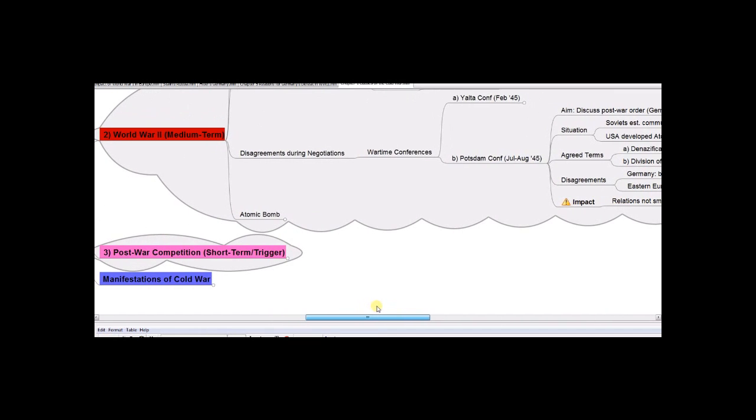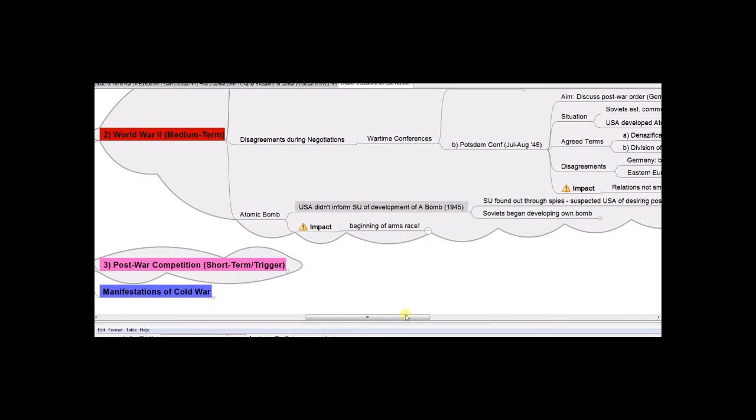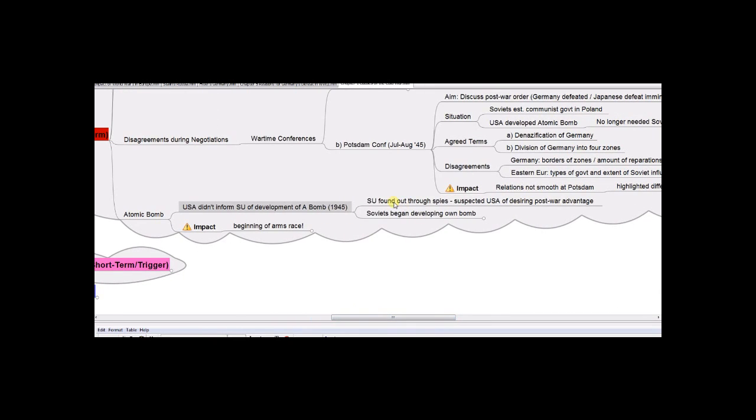Okay, and finally, when we talk about events during World War II, we have the development of the atomic bomb. When the USA developed the atomic bomb, they didn't actually inform the Soviet Union, although the Soviet Union was an ally of the USA. And when it was finally successfully tested in 1945, the Soviet Union found out through their own spies, not through the USA. They suspected the USA, because it was so secretive in the way it developed the atomic bomb, of desiring post-war advantage, okay, for its own self.